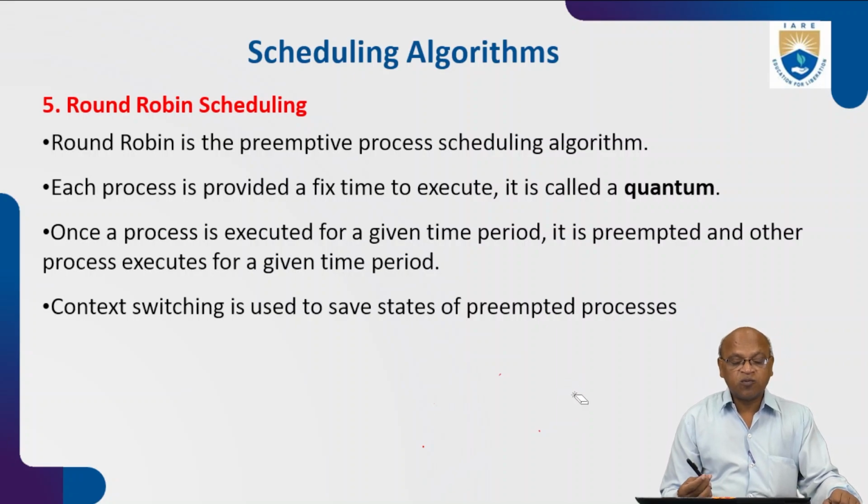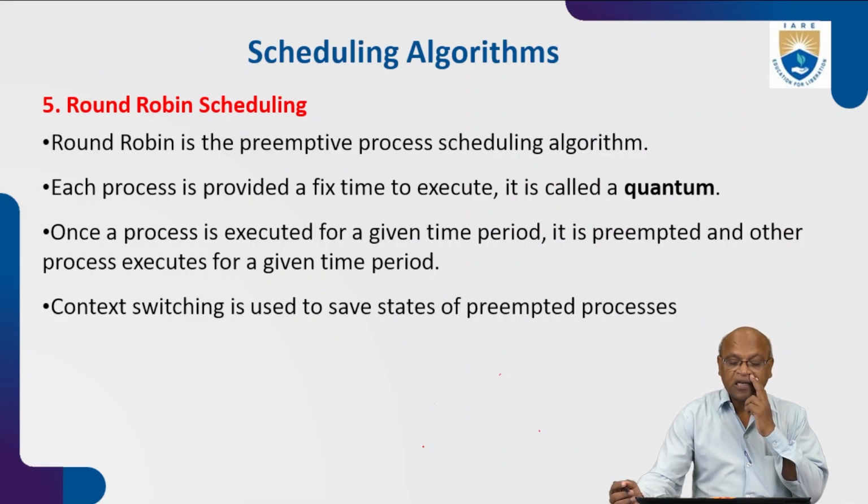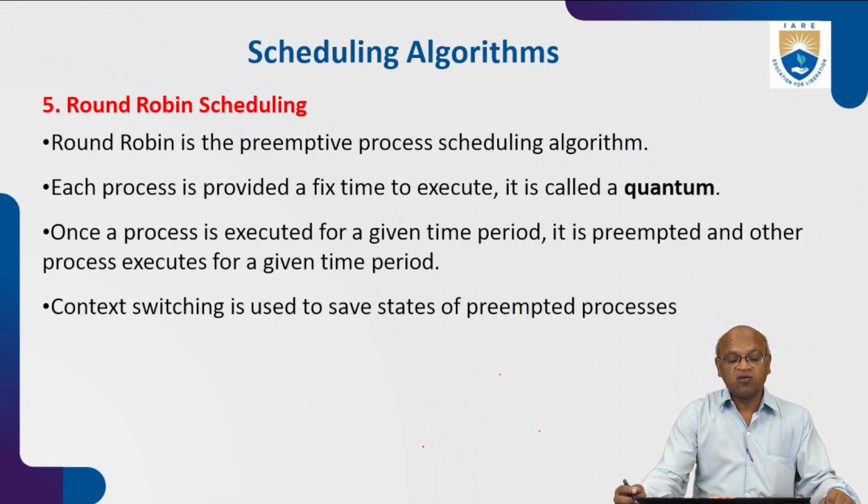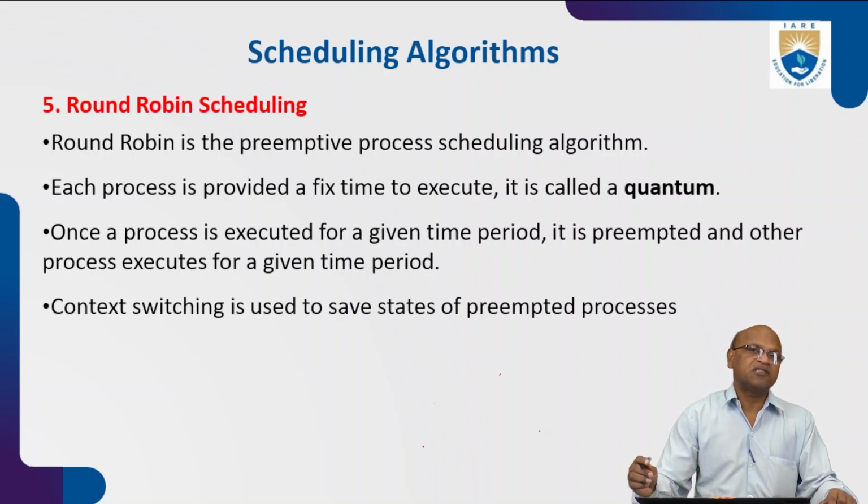Once the process has executed for a given time period, it is preempted and another process executes for a given time period. Context switch is used to save the states of preempted processes. Context switch is a technique of shifting from one process to another process after completion of the stipulated time.